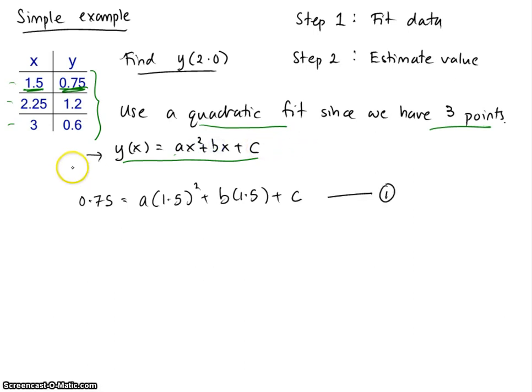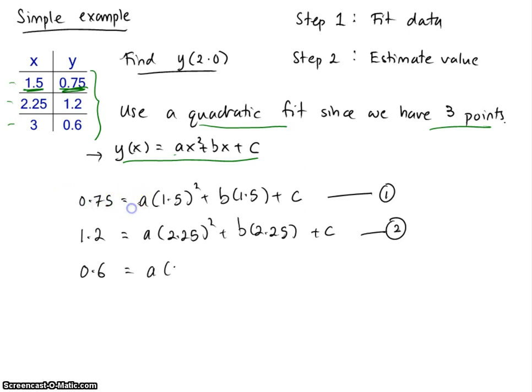Now we're going to repeat the same thing for the 2 other points. For the second point, we have y equals 1.2, which equals a times 2.25 squared plus b times 2.25 plus c. This is our second equation. In the third equation, we have y equals 0.6, and we repeat the same thing, so we have our third equation over here. Theoretically, having 3 equations and 3 unknowns, a, b, and c, we should be able to solve this as a system of linear equations. This can be done by solving directly using Gauss elimination or any of the techniques that you have learned from lecture 3.